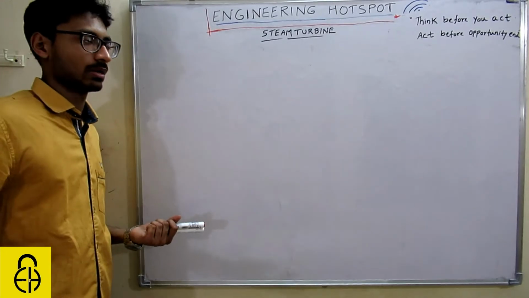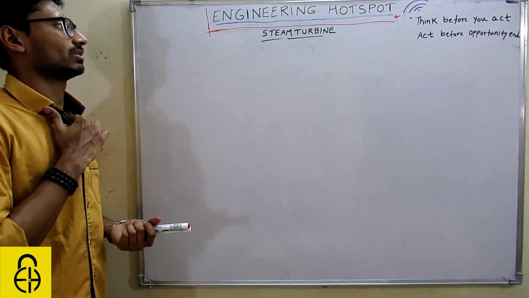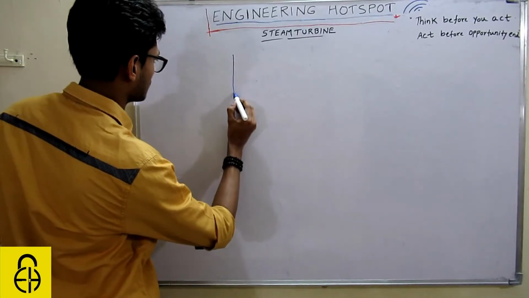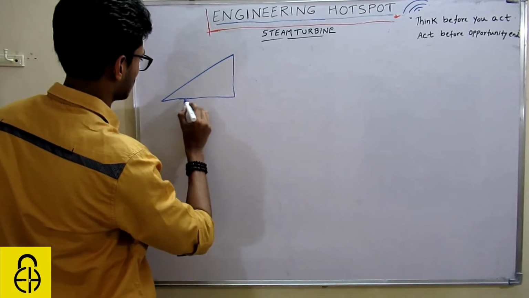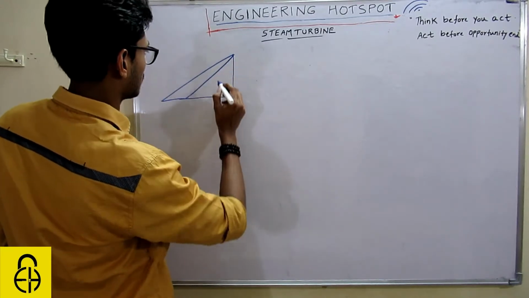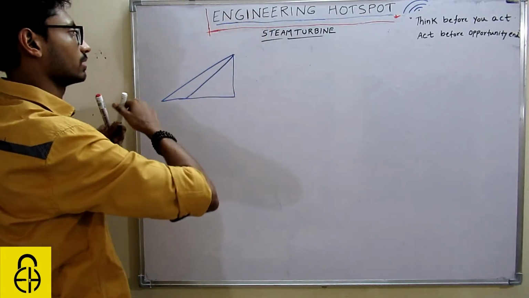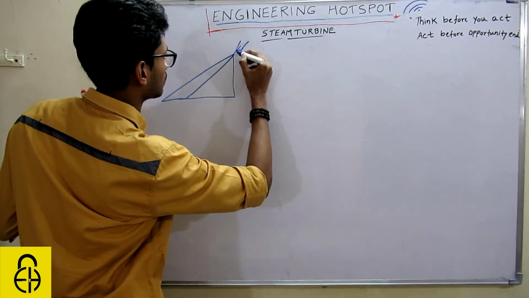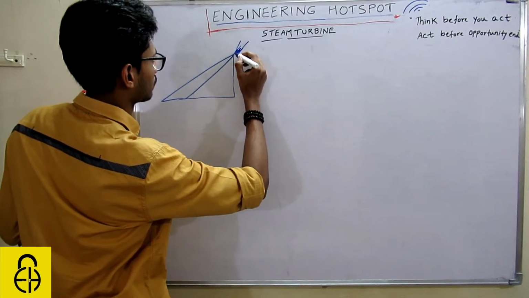This is the general velocity diagram that will be used for both the impulse turbine and the reaction turbine. Suppose you have a nozzle here, then the steam enters through this nozzle and comes out through this nozzle.